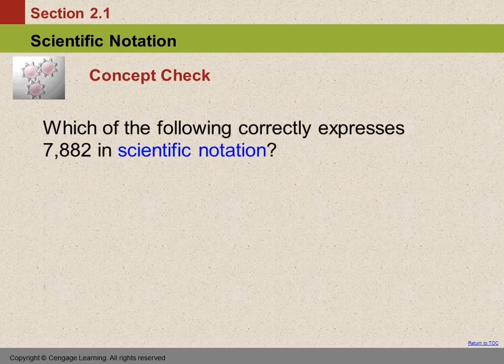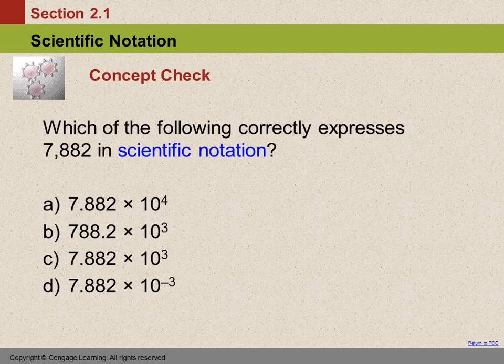Concept check. Which of the following correctly expresses 7,882 in scientific notation? So this is a multiple choice question, and the questions on your exams are going to be multiple choice, and there are strategies to answering multiple choice questions. You can increase your chances of getting a correct answer even if you're not really sure what you're doing. So that's one thing that's kind of nice. Let's look at these and let's see if there are any of them that are obviously wrong.